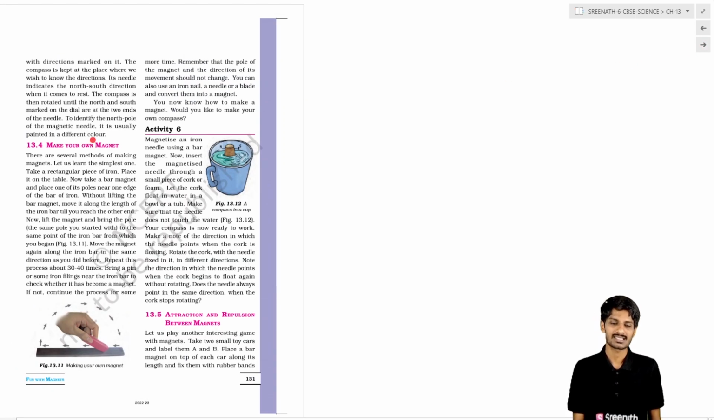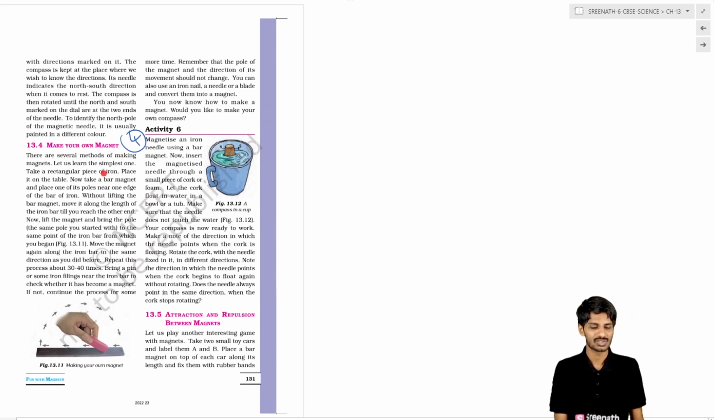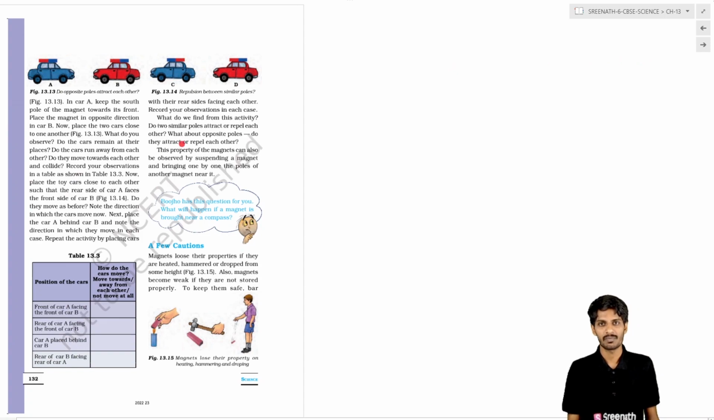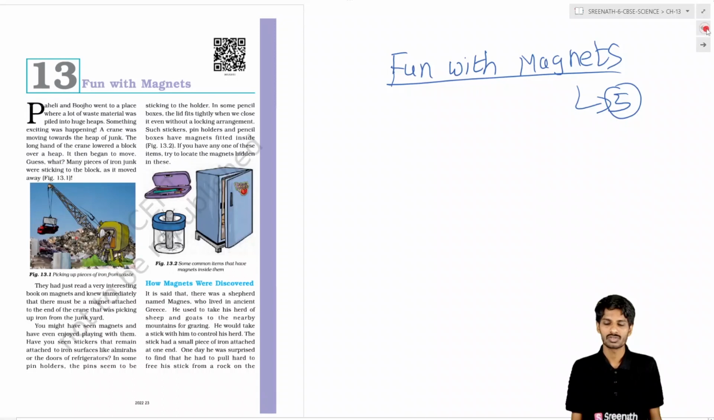After that, we are going to discuss the fourth topic, that is make your own magnet. How to make our own magnet, how to make our own compass. We are going to learn about all of these makings in the fourth topic. And the last and the most interesting topic, which has an interesting game, is the fifth topic. Students, we are going to discuss all these 5 topics in this video. So without wasting time, we are going to start this session.